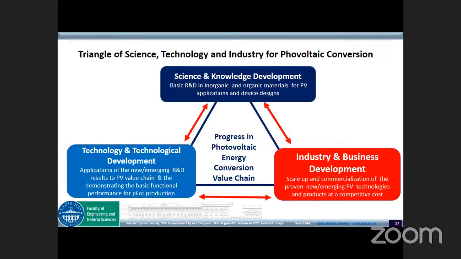For this, of course, we need science and technology knowledge development. Of course, technological development is important. And at the end of the day, you have to sell it to someone. So it's circular. For innovation, for progress, you have to have it. It applies to the application of nanotechnology to the photovoltaic field too. So where are we with this?